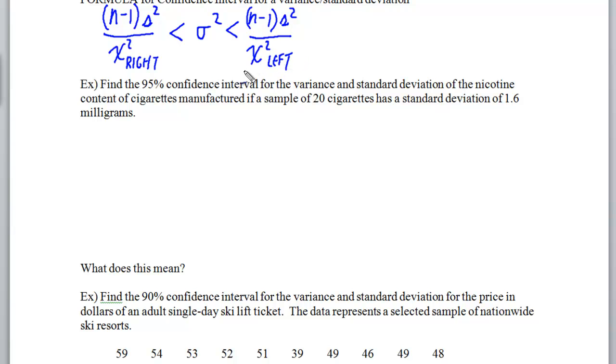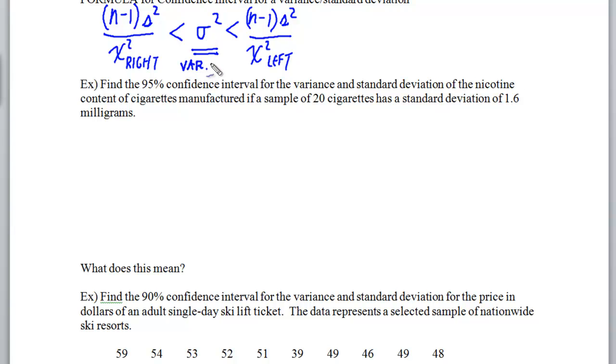Now it is a little bit sad that the chi-squared left and chi-squared right are on opposite sides. You would kind of hope that left would be on left and right would be on right. But this is the bigger number, and this will make our lower bound. This is the smaller number, and this will make our upper bound. Now all of this finds the square of the standard deviation, which is called the variance.